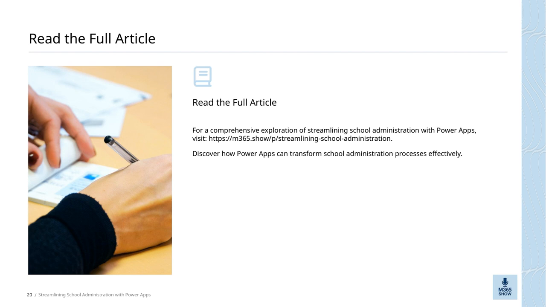Remember, the key takeaway is that streamlining administrative processes with Power Apps not only saves time, but also enhances efficiency and accuracy across the board. This approach aligns perfectly with our overall theme of leveraging technology to create smarter, more responsive educational environments.